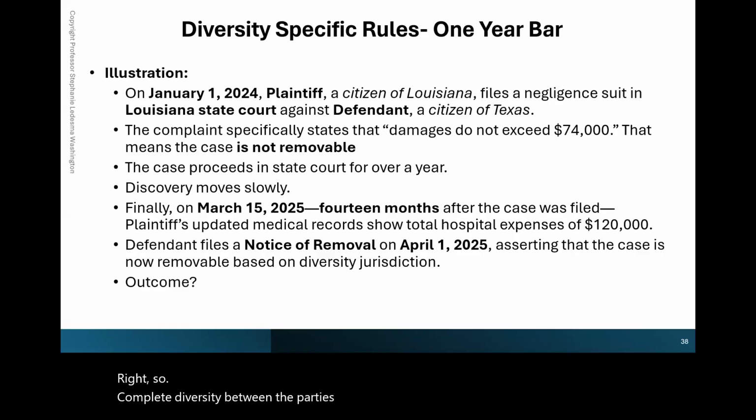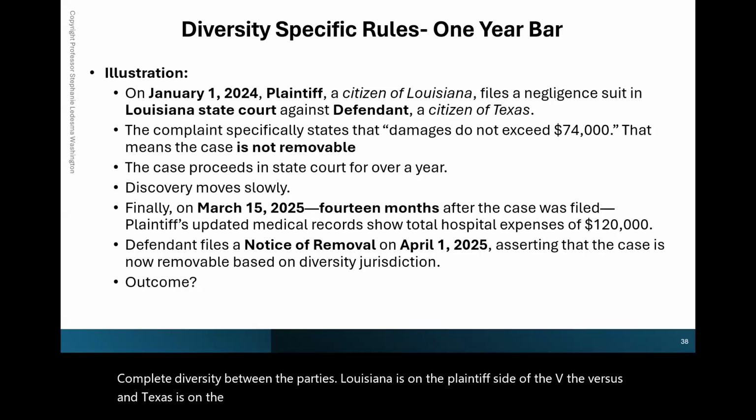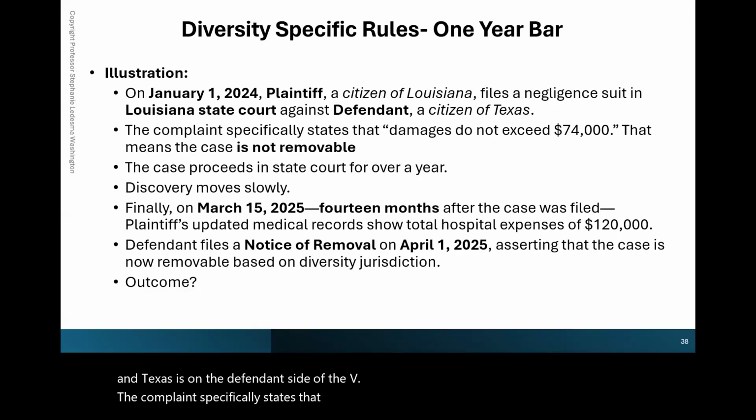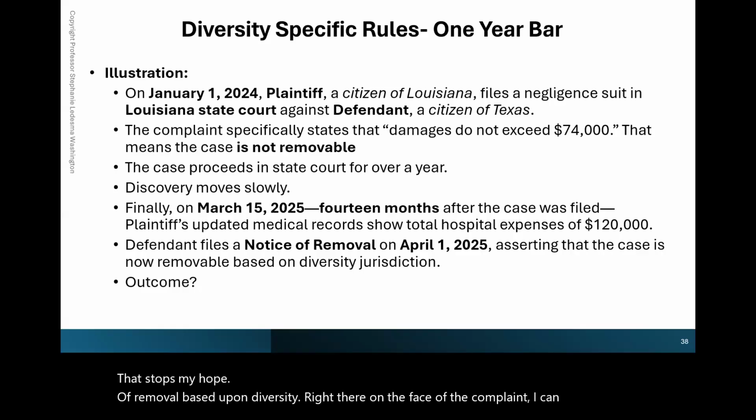Louisiana is on the plaintiff side of the V, the versus, and Texas is on the defendant side of the V. The complaint specifically states that damages do not exceed $74,000. That stops my hope of removal based upon diversity. Right there on the face of the complaint, I cannot remove, right?